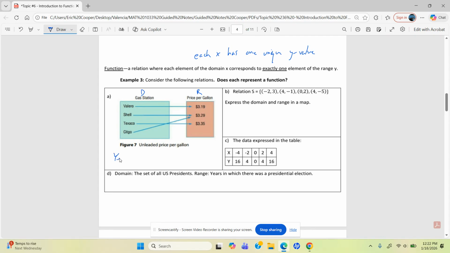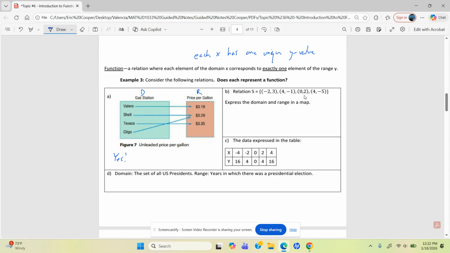So is this a function? Yes. Each value in the domain only has one value in the range. They can share the same value. You'll notice Shell and Citgo both share the same value, but they cannot have multiple values, meaning Valero, as it goes to $3.19, can't go to any other price at the same time. That would make it not a function.